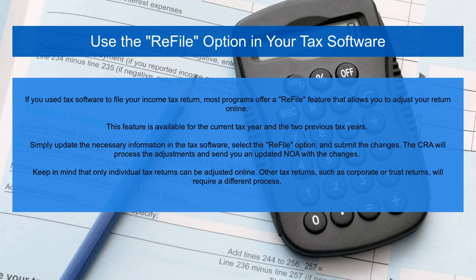If you used tax software to file your income tax return, most programs offer a ReFile feature that allows you to adjust your return online. This feature is available for the current tax year and the 2 previous tax years. Simply update the necessary information in the tax software, select the ReFile option, and submit the changes. The CRA will process the adjustments and send you an updated NOA with the changes. Keep in mind that only individual tax returns can be adjusted online. Other tax returns, such as corporate or trust returns, will require a different process.